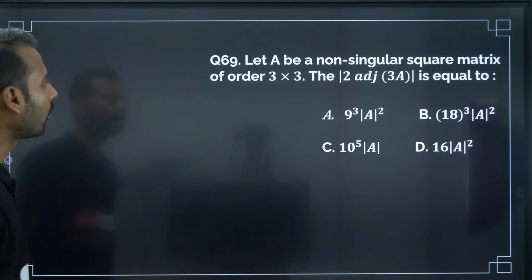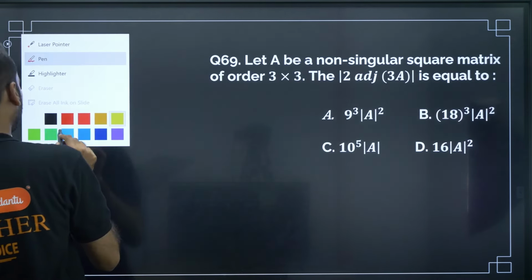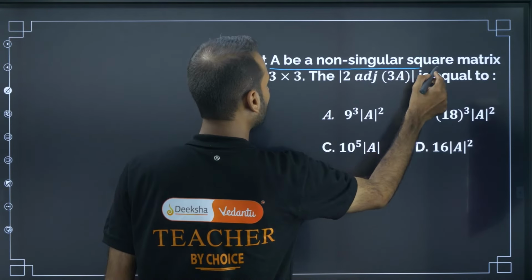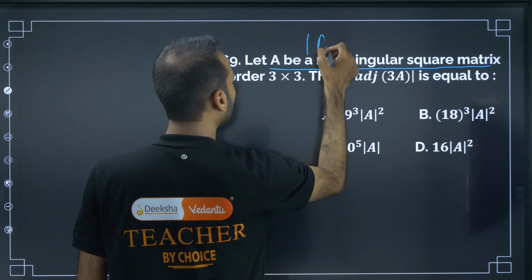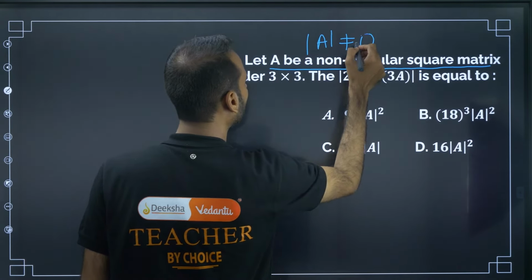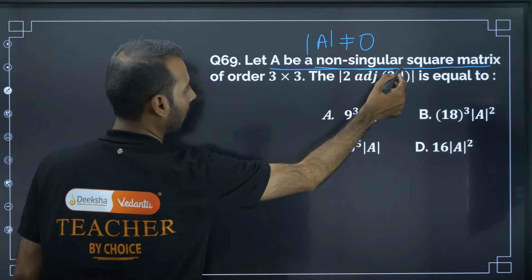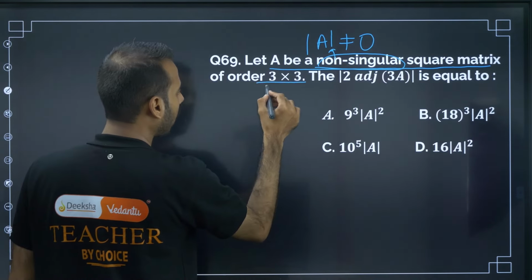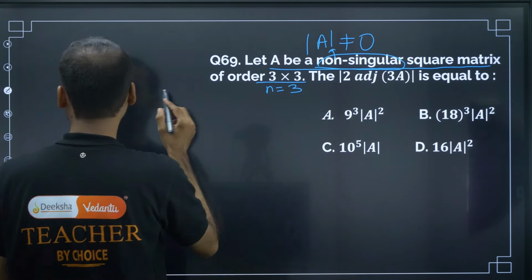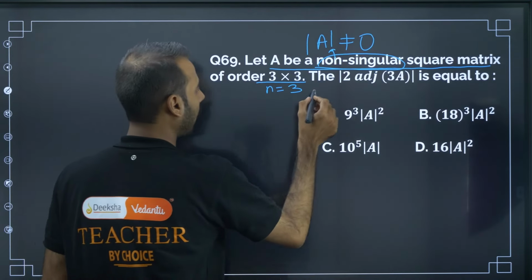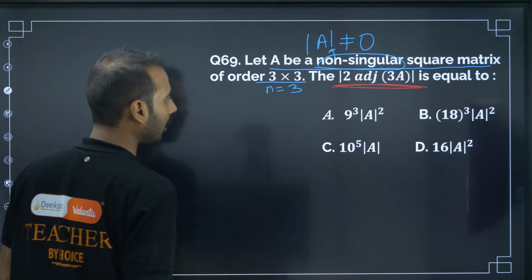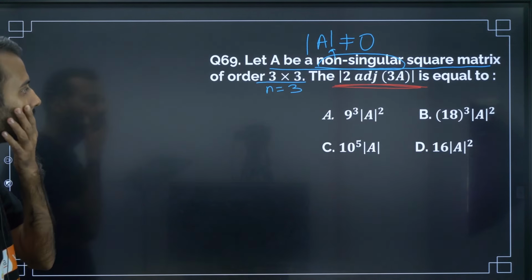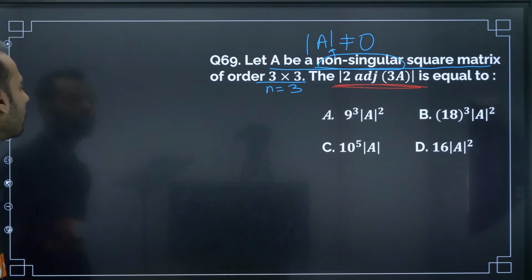Let A be a non-singular matrix. So some information they have given. Non-singular means the determinant of A is not equal to 0, of order n equal to 3. Then what are they asking? They are asking to find this. This is equal to, then the determinant of that, all that is equal to.